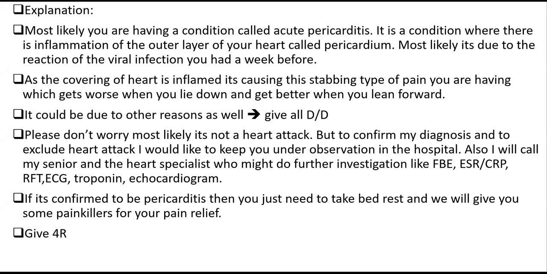All right, moving on. So now that you know this patient has got acute pericarditis, you'll explain that from history, physical examination, and the ECG, most likely you are having a condition called acute pericarditis. It is a condition where there is inflammation of the outer layer of your heart called pericardium. Most likely it is due to a reaction to the recent viral infection that you had. As the covering of the heart is inflamed, it's causing this stabbing type of pain that you're having, and that usually gets worse when you lie down and gets better when you lean forward.